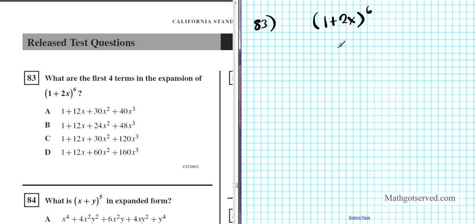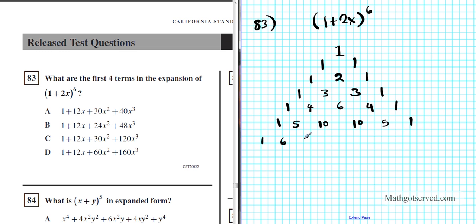All right, so we're going to start with power 0 or row 0. This is the first one. Row 1 is 1, 1. Row 2 is 1, 2, 1. Row 3 is 1, 3, 3, 1. Row 4 is 1, 4, 6, 4, 1. Row 5 is 1, 5, 4 plus 6, 10, 6 plus 4, 10, 4 plus 1, 5, 1. And then row 6 is 1, 6, 15, 20, 15, 6, 1.